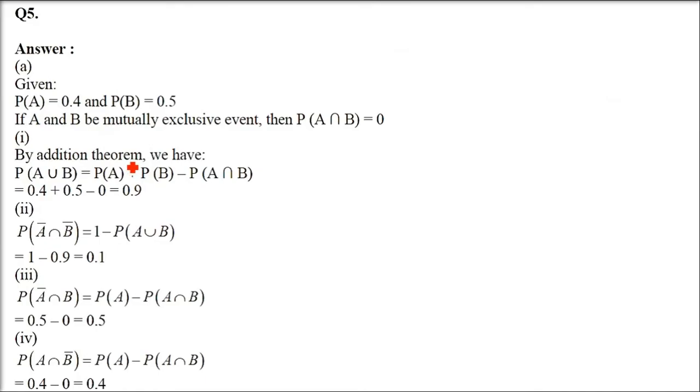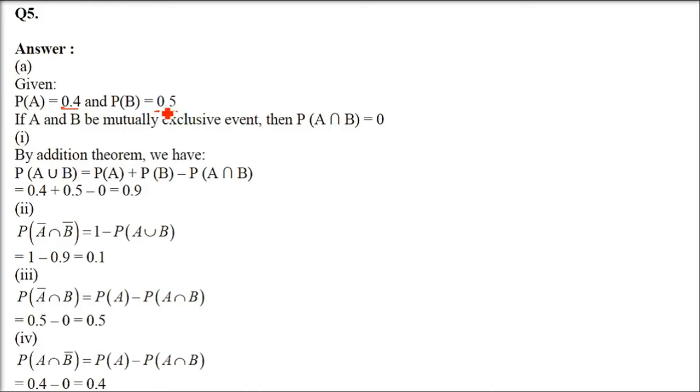Next one is the 5th. We have parts A, B, C here, so we'll see them one by one. Let us start with the first one. If A and B are mutually exclusive events associated with a random experiment such that P(A) is equal to 0.4 and P(B) is equal to 0.5, then find. So P(A) and P(B) are given. There are 4 things we have to find out here.